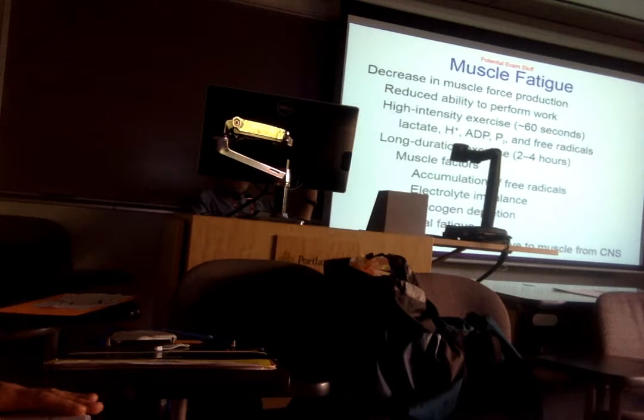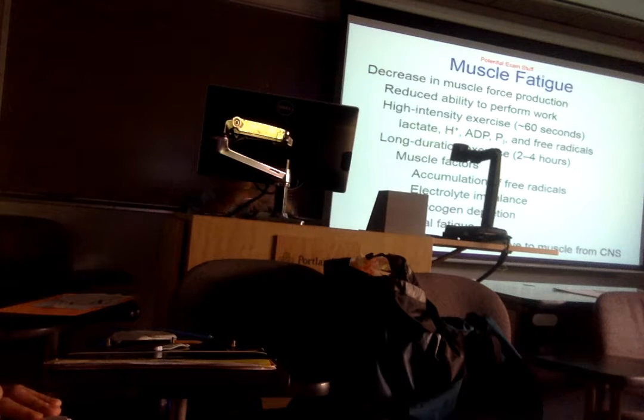I should have put number 1 here, it says high intensity exercise, number 2, long duration exercise, because if somebody said, what causes fatigue, or discuss why do you fatigue, what you guys should say is, what are you talking about? If you're talking about high intensity exercise, the Wingate test, maybe it is lactate, maybe it is protons, maybe it is free radicals, it's pH changes.